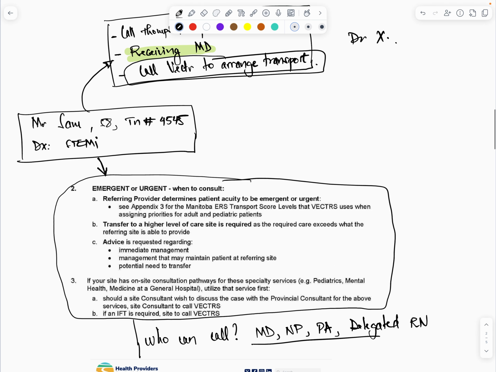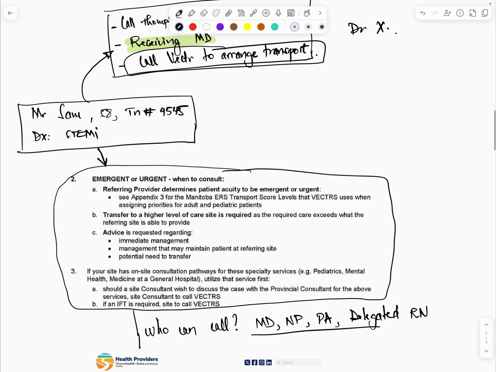So let's take the example of Mr. Sam, a 58-year-old patient who is essentially presenting to our nursing station, let's say in a context of chest pain. Right? So Mr. Sam comes in with chest pain, and based on the troponin and the ECG, we identify that he has himself a STEMI.